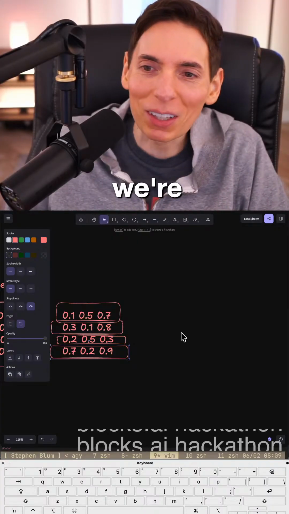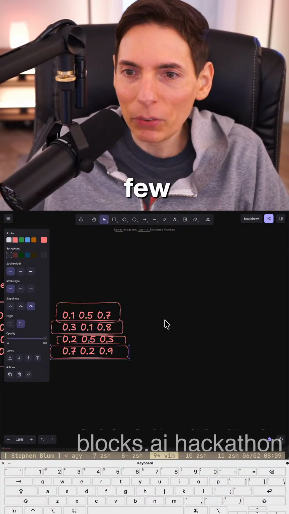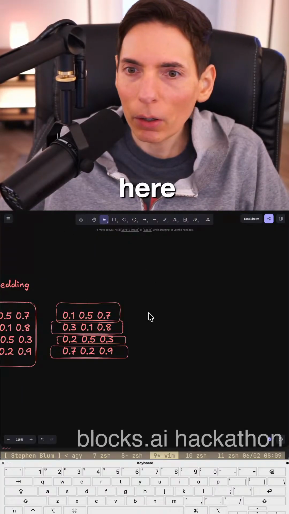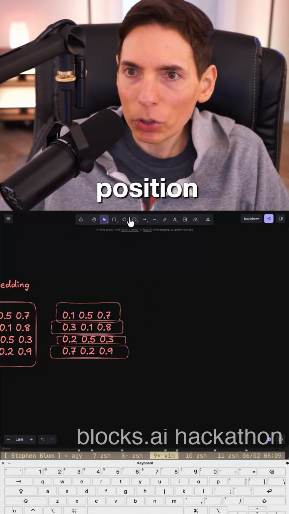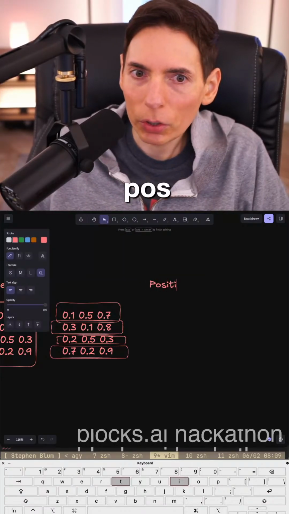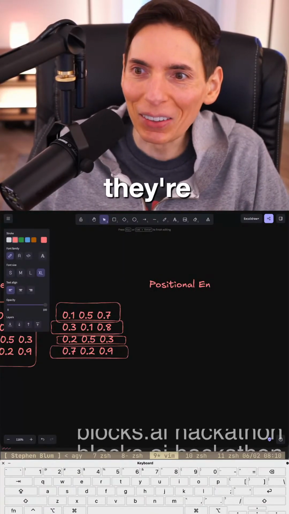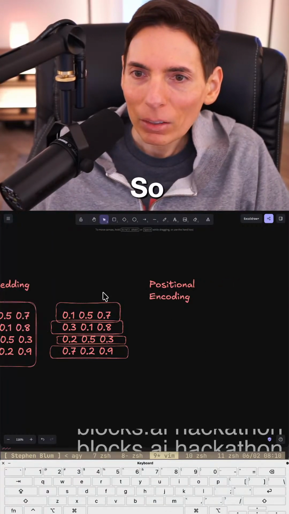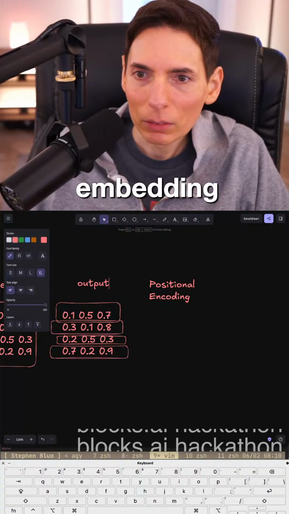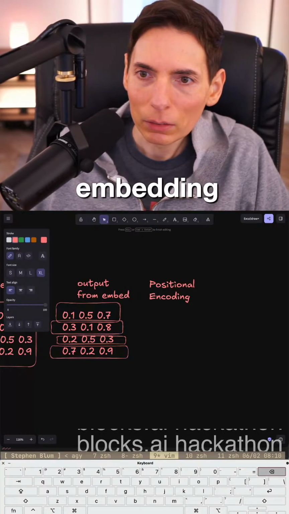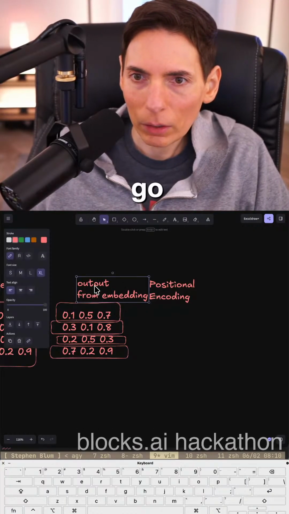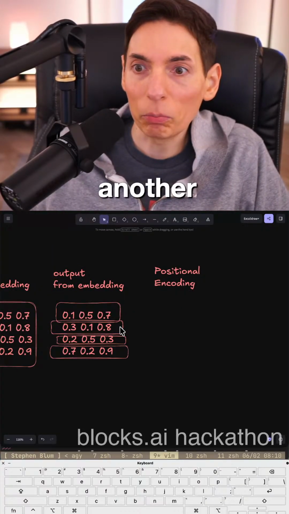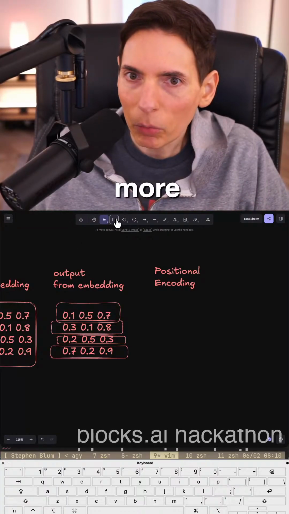You thought we were done with numbers? We're not done with numbers yet. We got quite a few numbers. All right. So where are we with our numbers now? Then we do positional encoding. So this is positional, all numbers. Exactly, Derek. They're all numbers. This is the output from the embedding. We do positional encoding, which is just going to be another set of numbers. A bunch more numbers here.